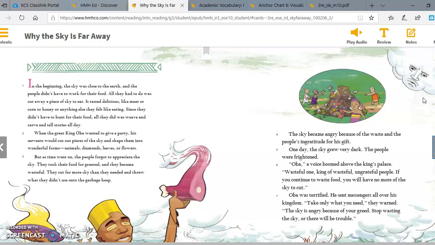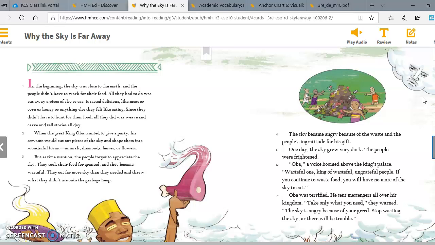Okay, on page 383. The sky became angry because of the waste and the people's ingratitude for his gift. One day the sky grew very dark. The people were frightened. "Oba," a voice boomed above the king's palace. "Wasteful one, king of wasteful, ungrateful people. If you continue to waste food, you will have no more of the sky to cut."